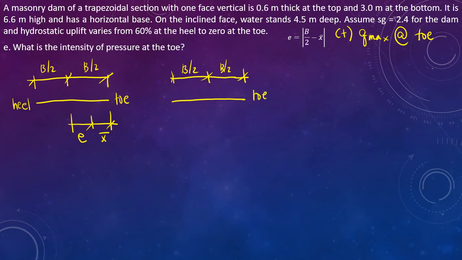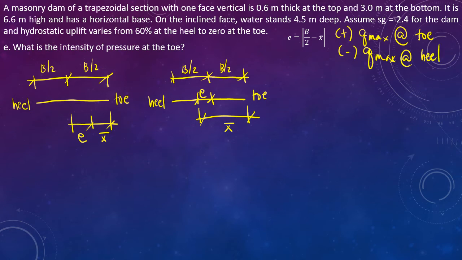Same location for toe and heel based on the problem. And this time, x bar is greater than b over 2. This means that E has a negative value in this equation. And this means that maximum pressure occurs at the heel.